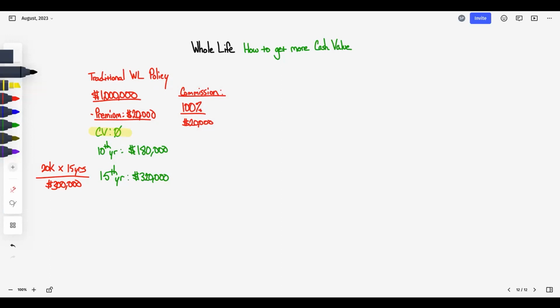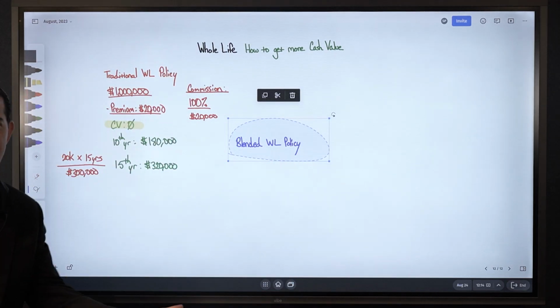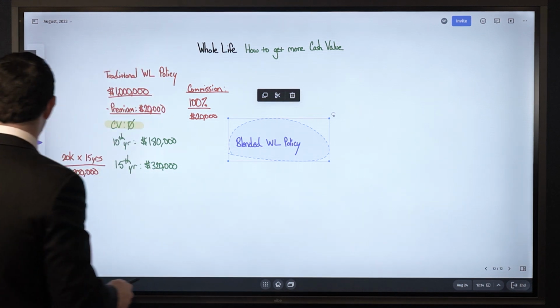Then you can take what is called a blended policy. So what's nice about this, just from an understanding standpoint, is it's the exact same whole life policy, just blended. So what does that mean, a blended policy? Is this some kind of fancy word to say you can blend it? You can blend it and make something special out of it. Kind of, but not really.